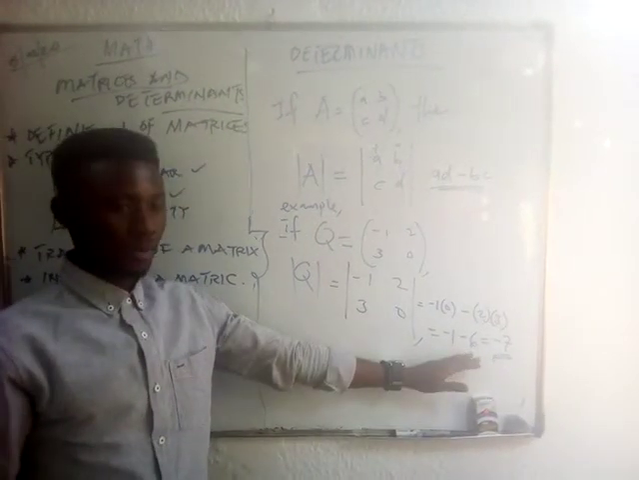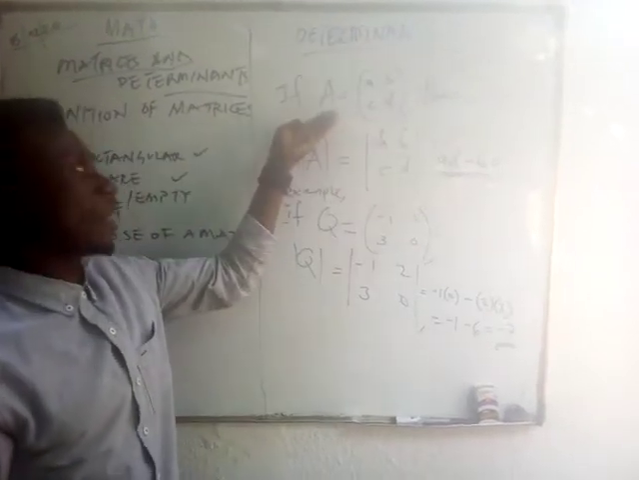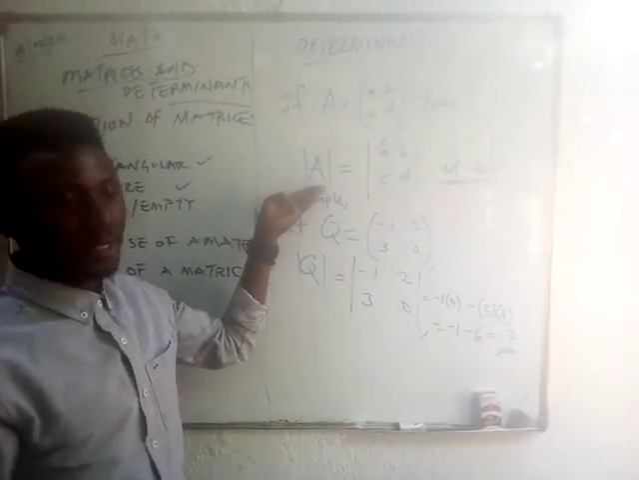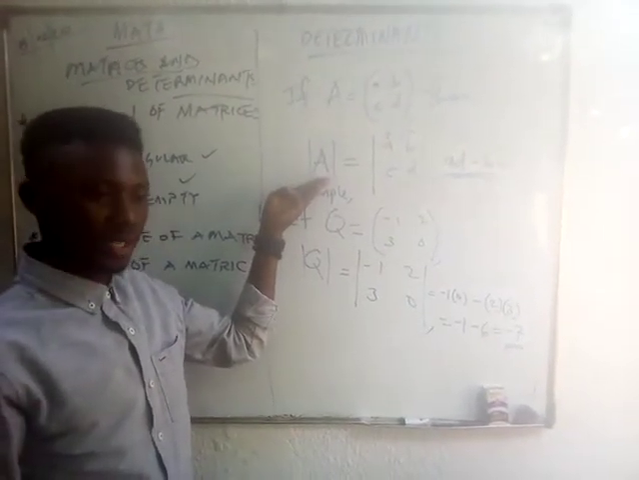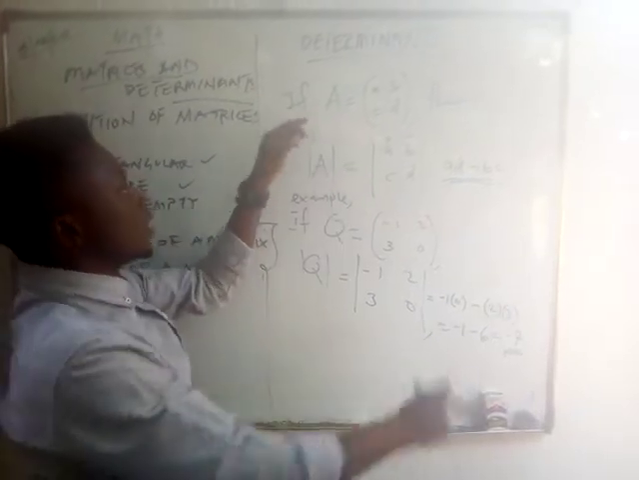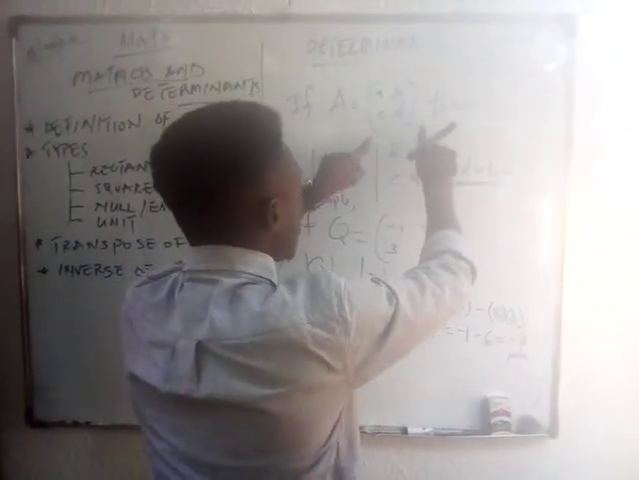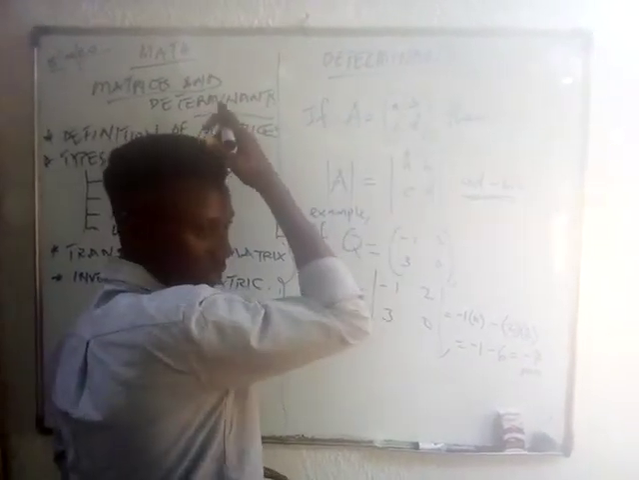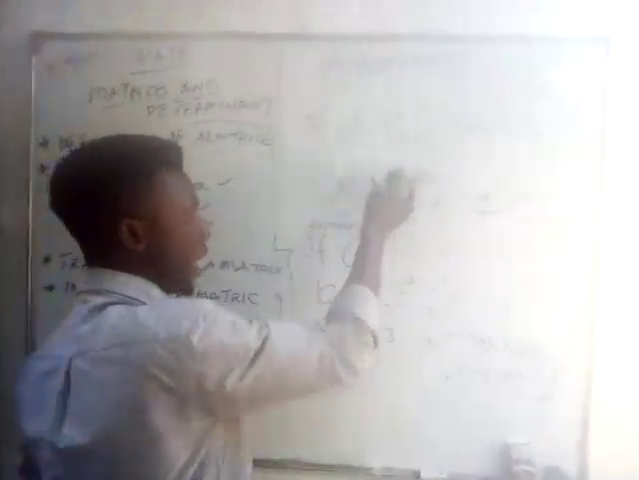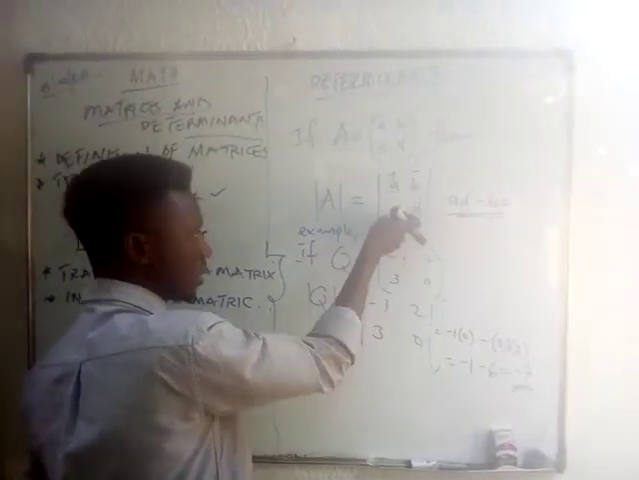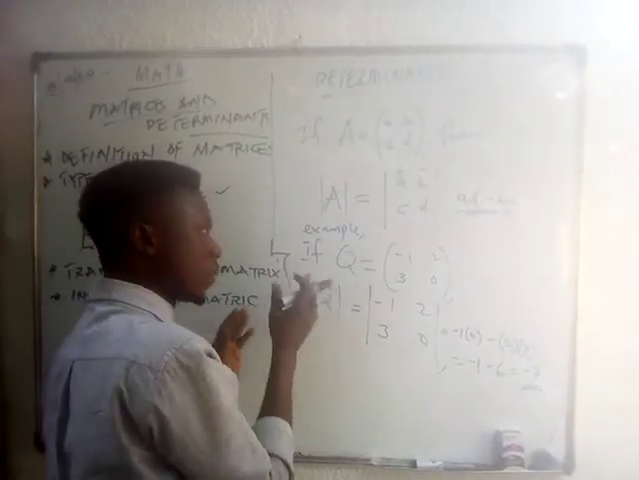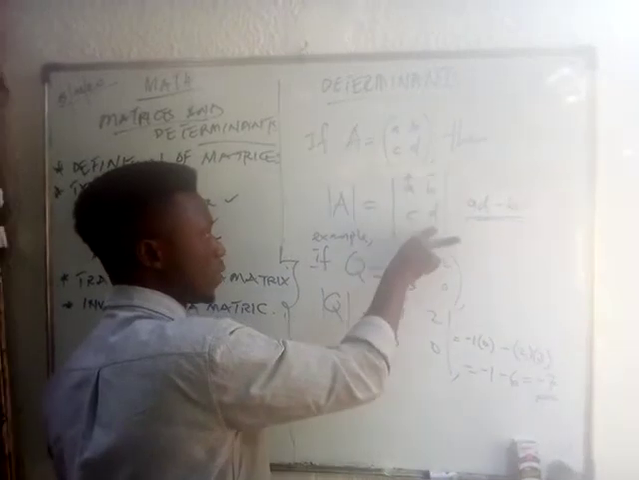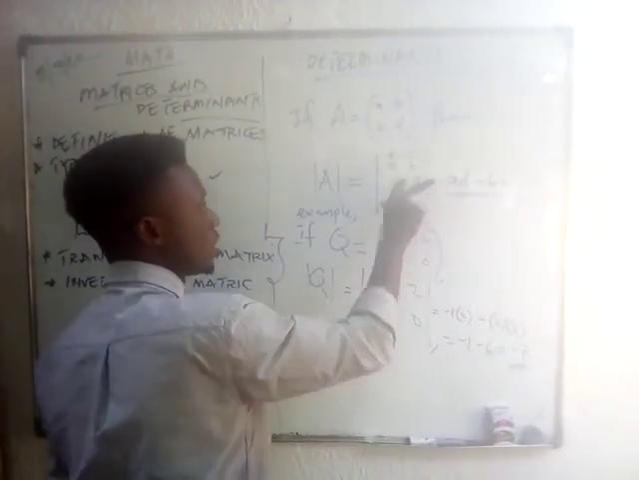Very straightforward. This is matrix A, but this is determinant A. Don't get it twisted. Why? This bracket has been replaced with these strokes. Meaning, if you have any matrix coming this way, then the determinant is this. And it is simply A times D minus B times C.